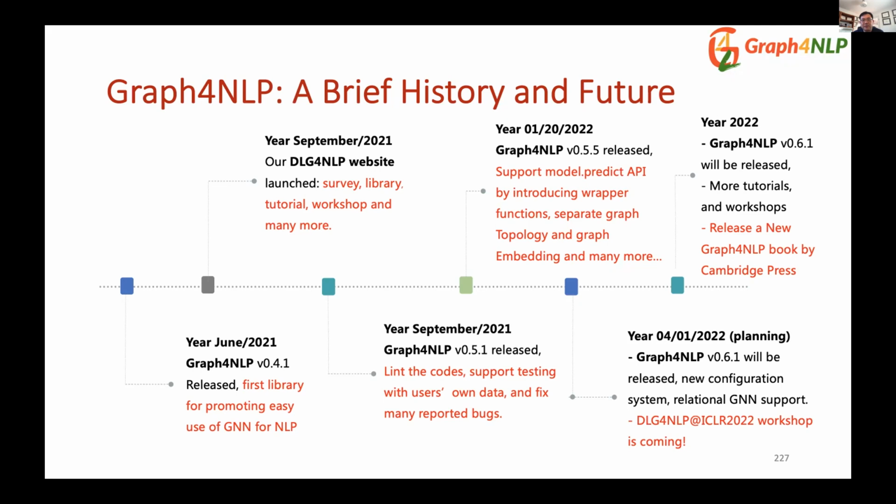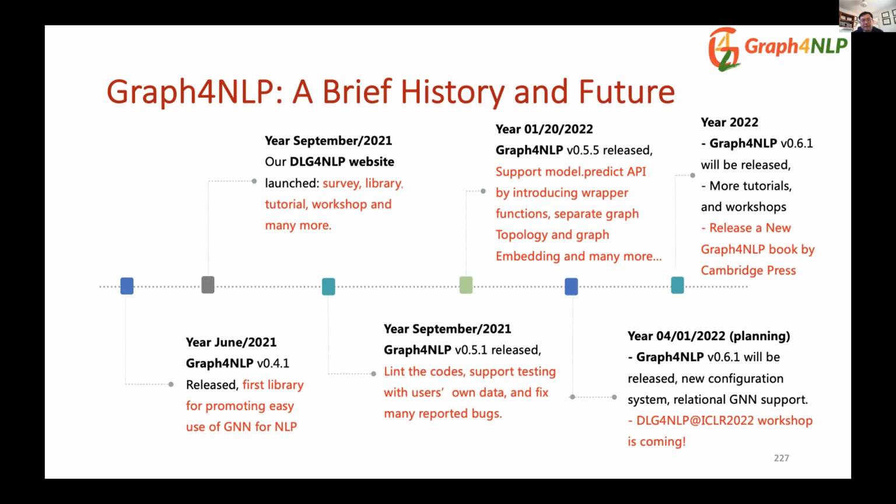In September 2021, we felt there was a lot of growing interest in the whole community for deep learning on graphs for NLP. So we launched our website to collect all different kinds of learning resources in one place. In this website, we include our first survey on this domain, graph neural networks for natural language processing. We have included this library, the various tutorials we are presenting at each of the top-ranked AI conferences, and we also have a workshop and many more.